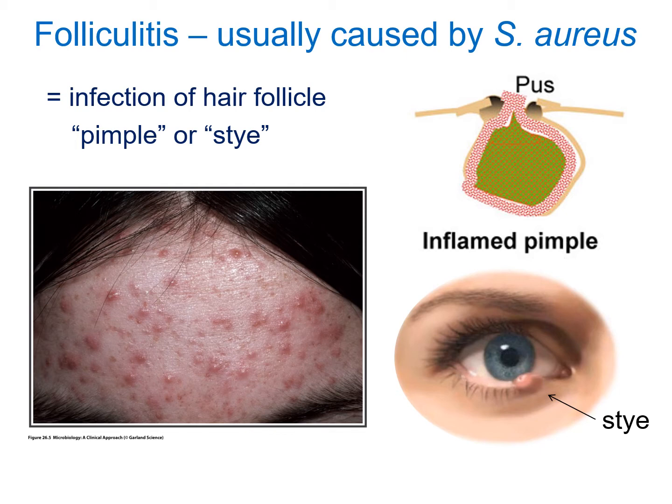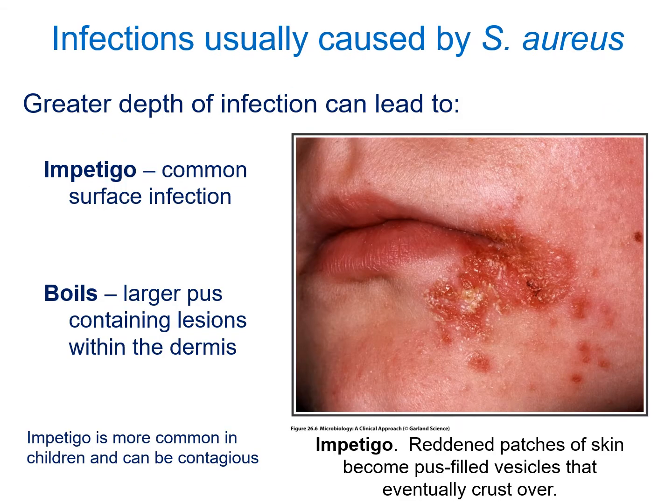We can also have something called a sty forming, and this is where we have oil glands that become infected. So oil glands, sebaceous glands, are usually associated with hairs. And these are particularly noticeable around the eye. So the eyelashes are common places for you to get this fairly large swelling called a sty, but again, it's caused by an infection by bacteria. Quite often that would be S. aureus responsible.